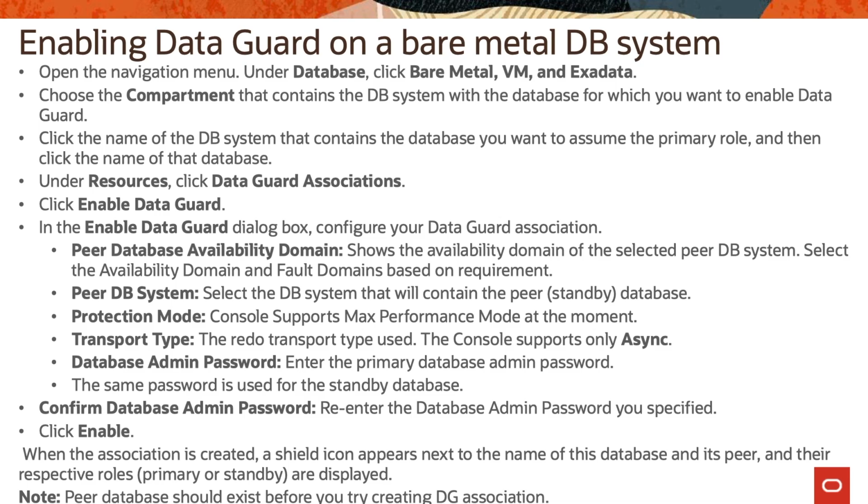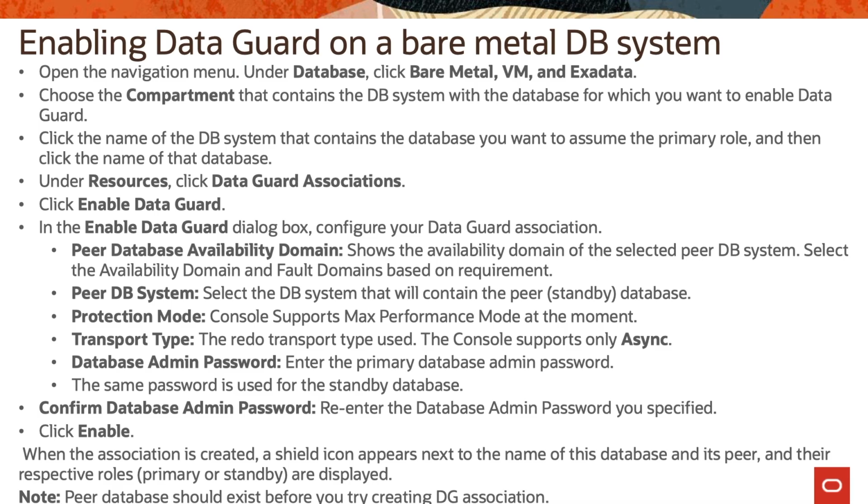You would be able to see the resources tab, and under resources you will have data guard association. You need to click on enable data guard, and that will open up a dialog box where you configure the data guard association. One of the pieces of information it will ask for on bare metal is the peer database availability domain. This shows the availability domain of the selected peer DB system.